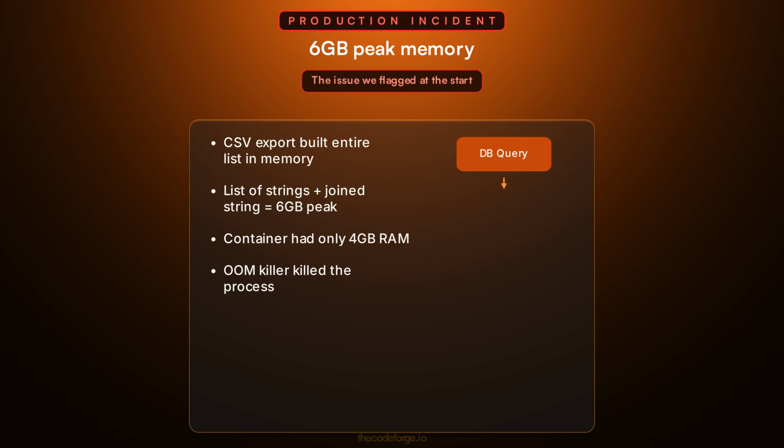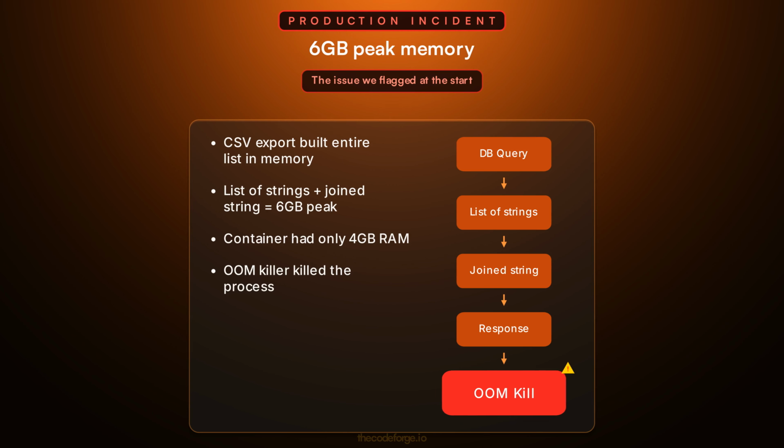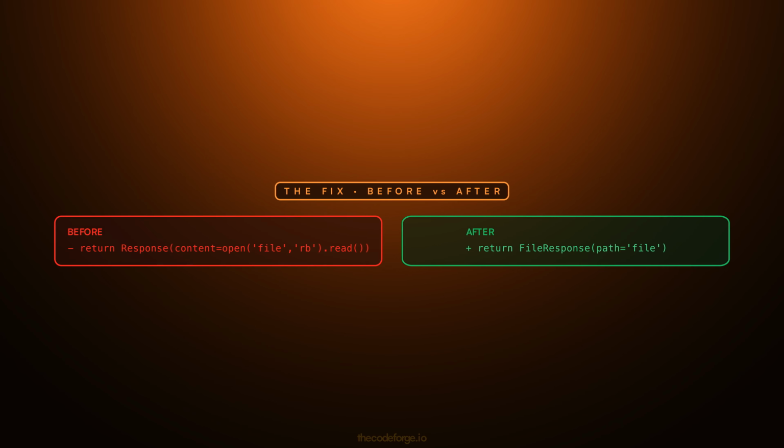This is the same issue we highlighted at the start. Here's exactly why that happened. The endpoint built the entire CSV in a list of strings, then joined them into one giant string. For a 3 GB CSV, that meant 3 GB for the list plus 3 GB for the joined string, totaling 6 GB peak memory. The container only had 4 GB, so the OOM killer struck.